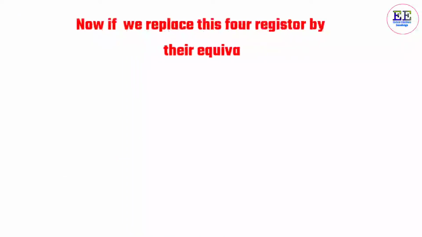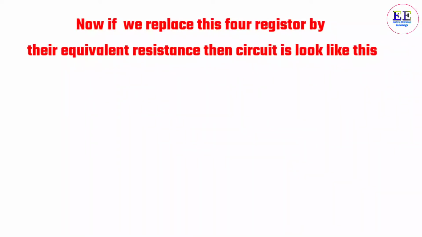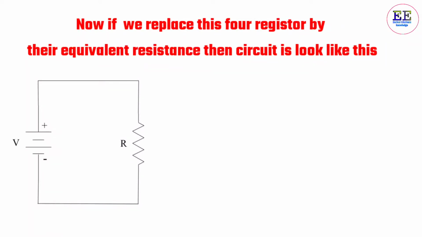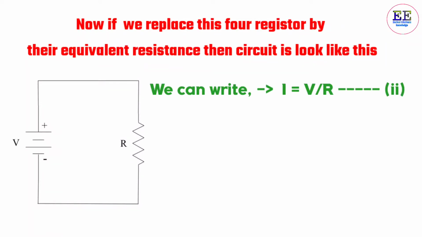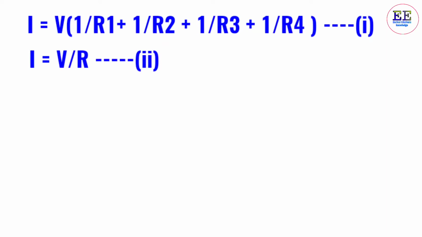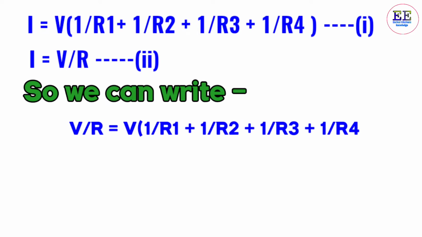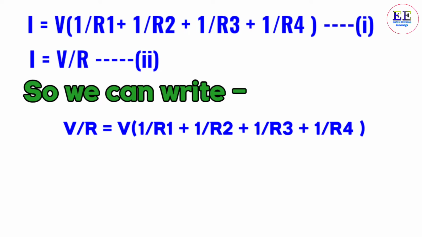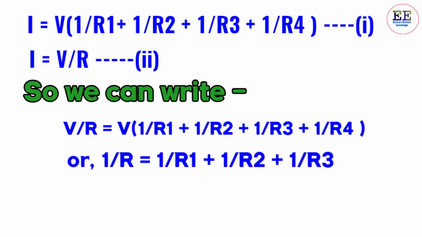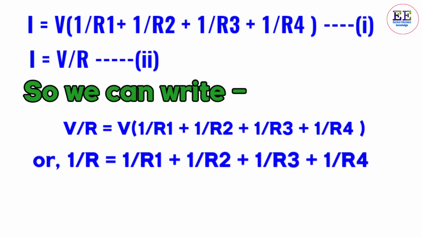Now if we replace these four resistors by their equivalent resistance, then the circuit looks like this. Here from this circuit we can write I is equal to V by R, and let's say this is equation number 2. So put the I value in equation number 1. So we can write V by R is equal to V into (1 by R1 plus 1 by R2 plus 1 by R3 plus 1 by R4), or we can write 1 by R is equal to 1 by R1 plus 1 by R2 plus 1 by R3 plus 1 by R4.